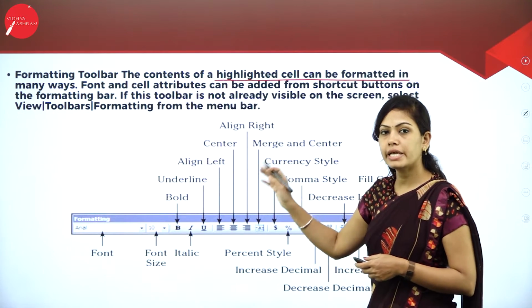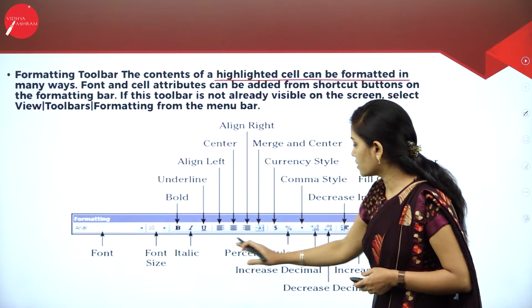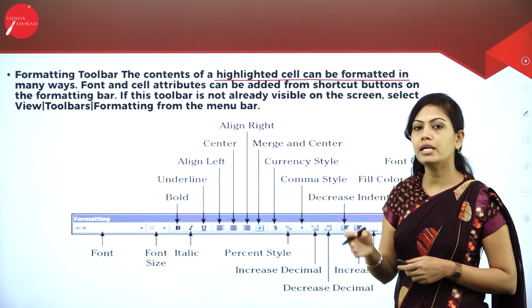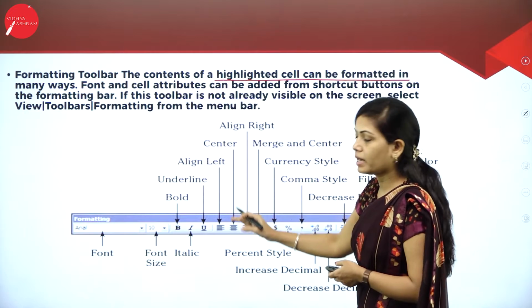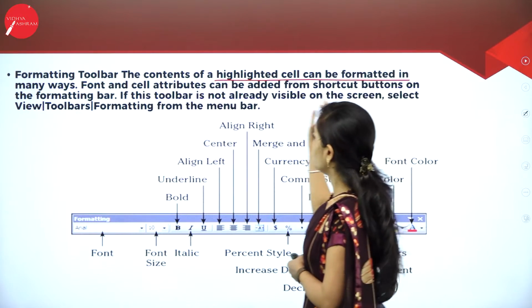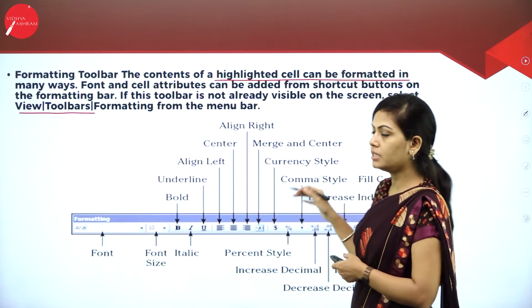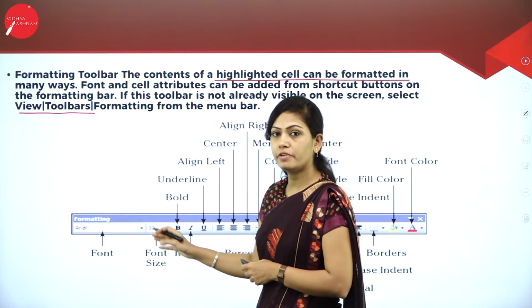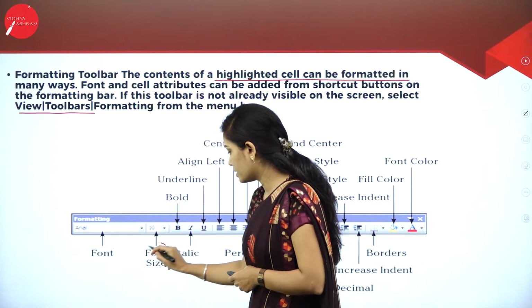For formatting the text and numbers, we can use the formatting toolbar. So these are the formatting toolbars we can use in both Excel and MS Word also. And if your formatting toolbar is not visible on your screen, you just click on View and Toolbars for formatting the text or numbers. So in the formatting toolbar, we can change the font and we can change the font size.